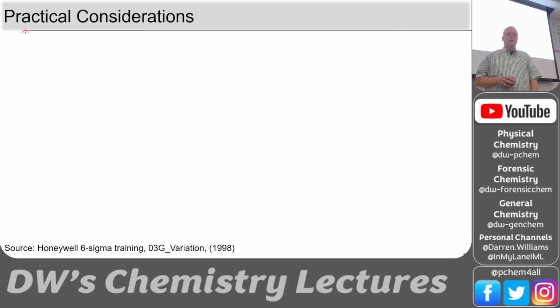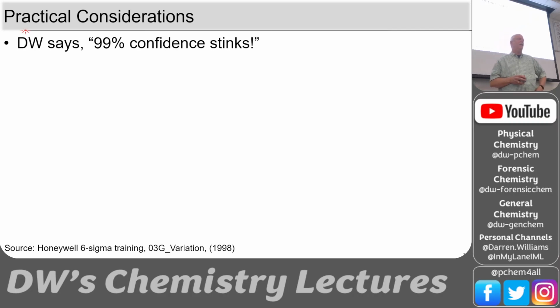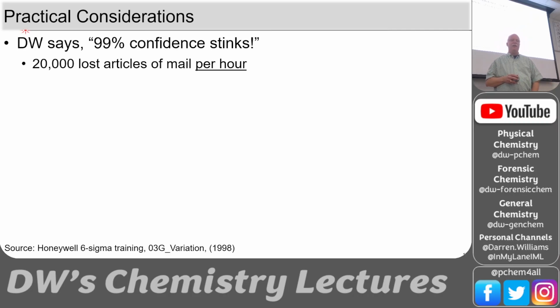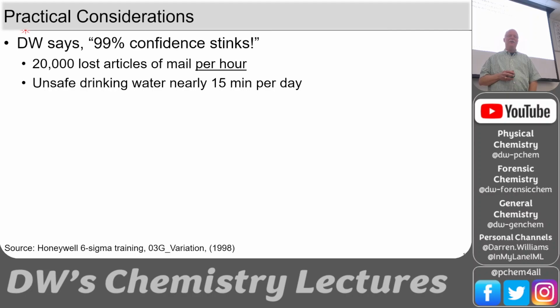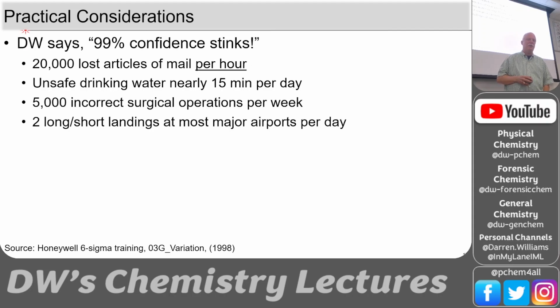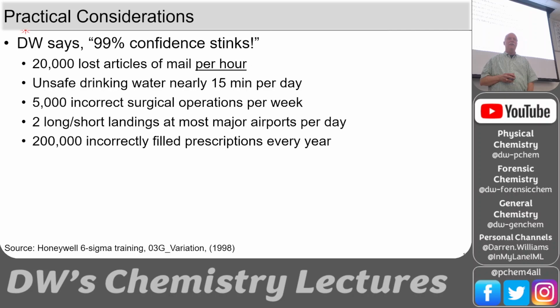Okay. So let's think about this practically. Even 95 or certainly 99% confidence stinks. That's 20,000. So even 99% confidence, that's 20,000 lost articles of mail per hour. That's not good. I don't want unsafe drinking water 15 minutes a day, and I wouldn't know which 15 minutes, right? Or 5,000 incorrect surgeries per week, or 2 long or short landings at most major airports. I don't want that to happen, okay? Or 200,000 incorrectly filled prescriptions every year.